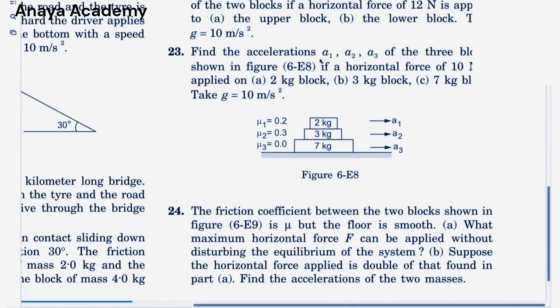It says find A1, A2, A3 if the force is applied on the 2 kilogram block, then the 3 kilogram block, and then the 7 kilogram block. Getting my point? What I mean is, the force is first applied on the 2 kilogram block, then what would be the acceleration of all the three blocks? Okay, come, let's understand this.